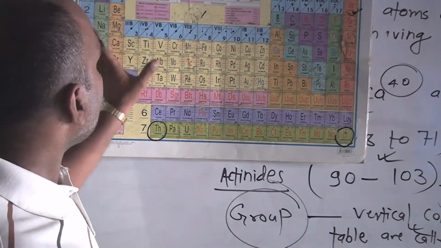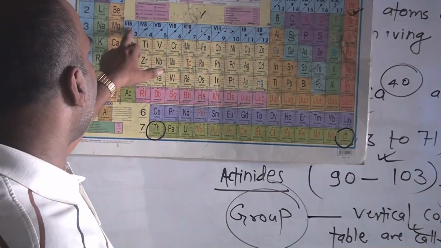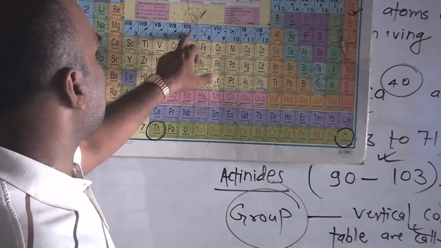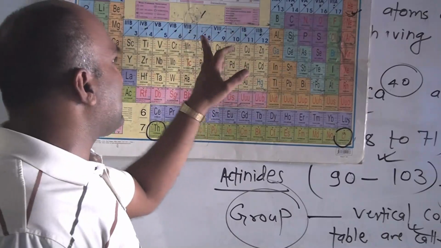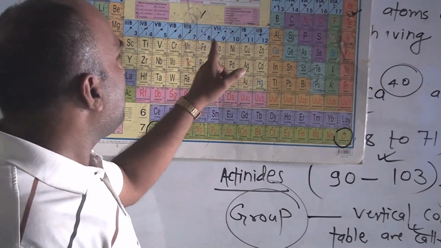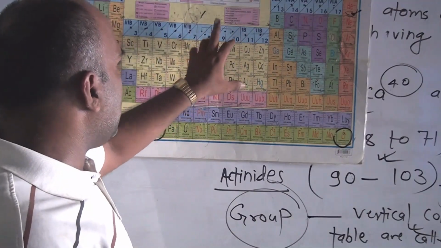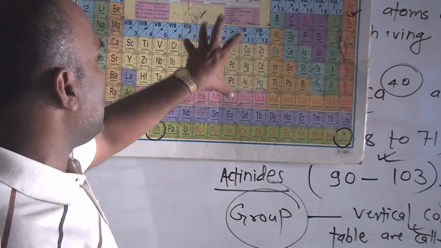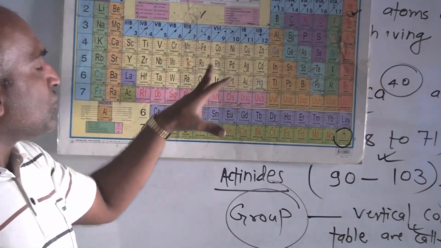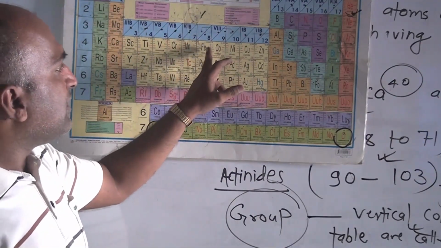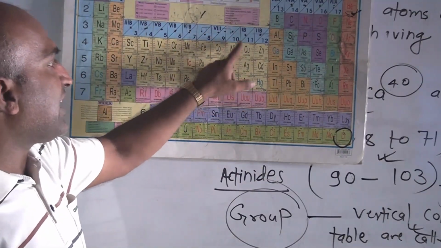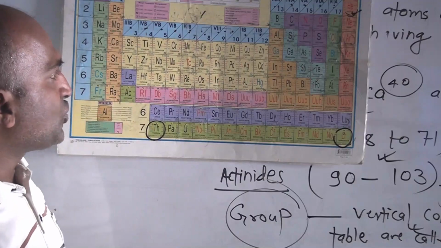Similarly, here are the other elements of group 3B, 4B, 5B, 6B, 7B. In group 8, we can see that there are 3 columns, and in this group there are iron, cobalt, nickel. In this group the properties are nearly similar, so they are placed together.